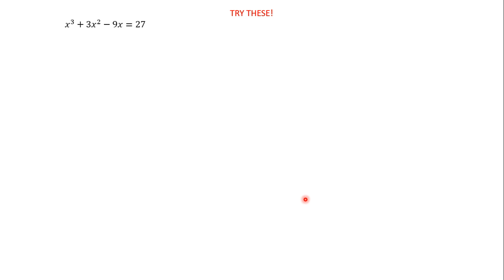We have x cubed plus 3x squared minus 9x equals 27. And x to the fourth minus 3x squared minus 4 equals 0. So go ahead and pause this and see if you can factor and solve. And then when you think you're ready, come on back.